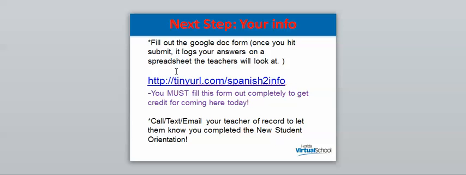The last and final step is to fill out this Google Doc form. Once you hit submit, it will log your answers on a spreadsheet that your teachers will look at and use. So tinyurl.com/Spanish2info. Fill this out completely to get credit for attending this or watching this today, and then call, text, or email your teacher of record to let them know you completed this new student orientation and your info is waiting on that spreadsheet for them to look at.